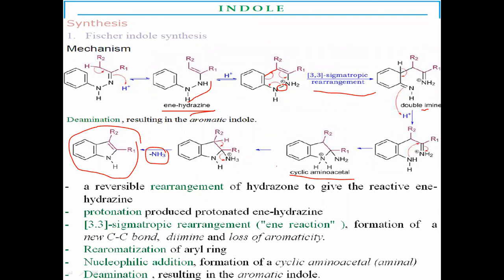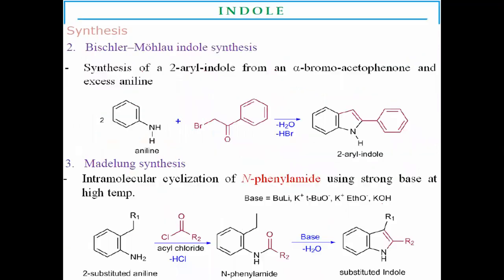Once the phenylhydrazone is formed from phenylhydrazine and aldehydes or ketones, they undergo protonation, addition of a proton to the carbon-nitrogen double bond, and the bond is shifted towards carbon-carbon, forming an enehydrazine, followed by sigmatropic rearrangement to give the indole by elimination of ammonia, that is the deamination process, and to form the aromatic indole as the final resulting product.